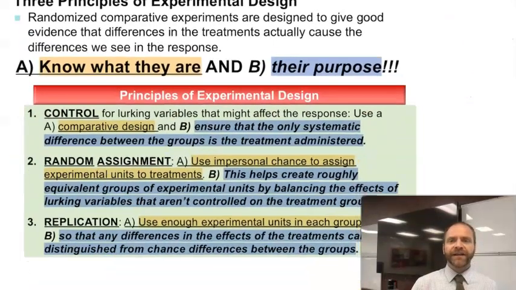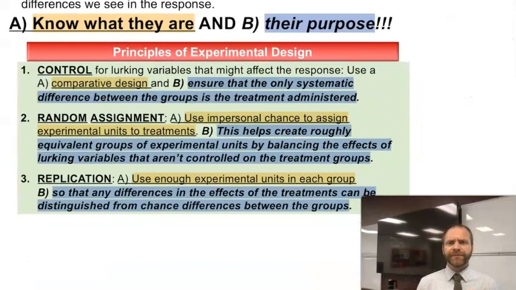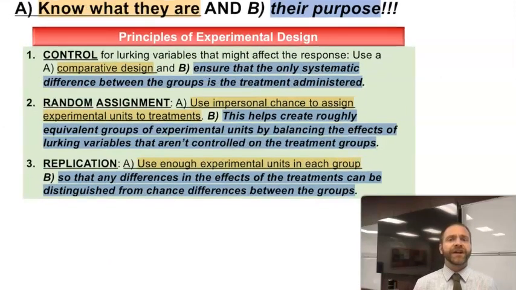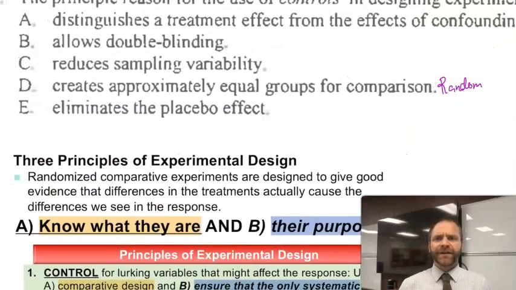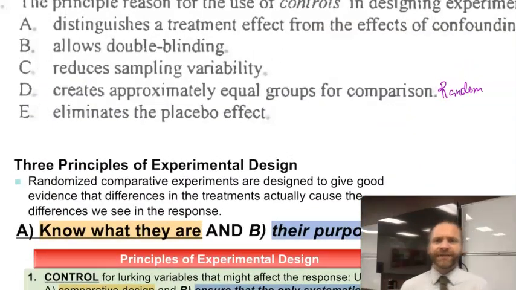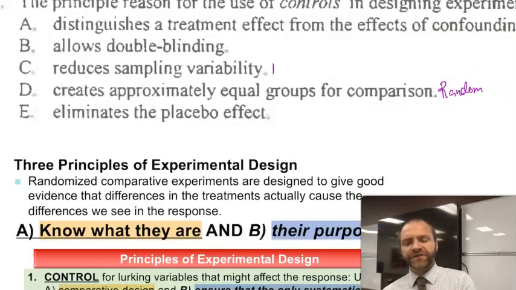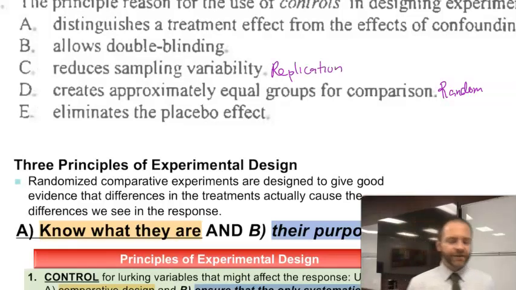All right, so now let's figure out the other one. What's the third one? Replication. Use enough experimental units in each group so that any differences in the effects of the treatments can be distinguished from chance differences between the groups. So what does replication allow me to do? That means I have an increased sample size, and that's going to help me reduce my variability. So this is really replication.